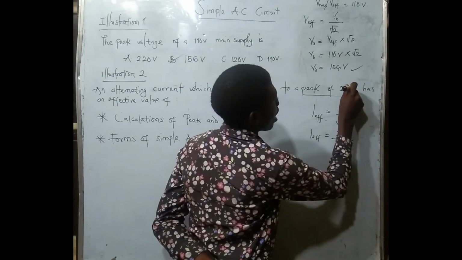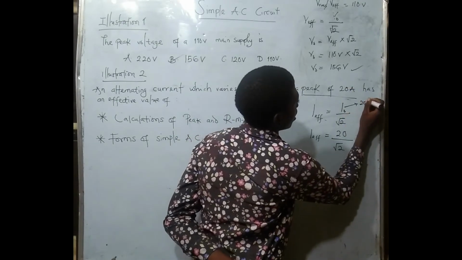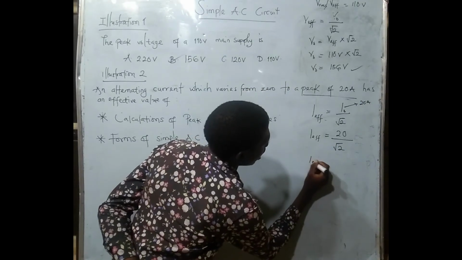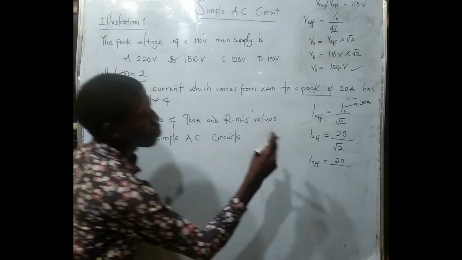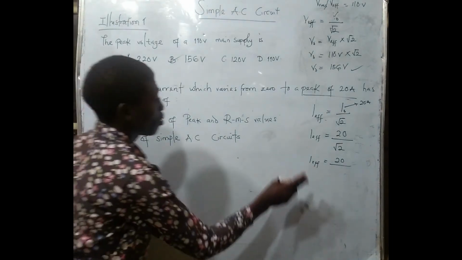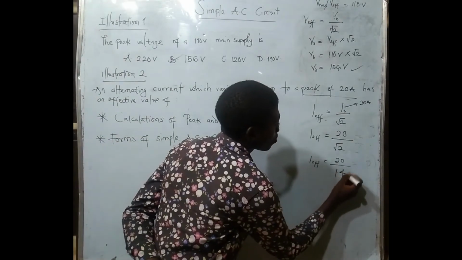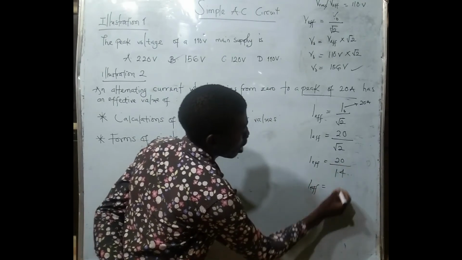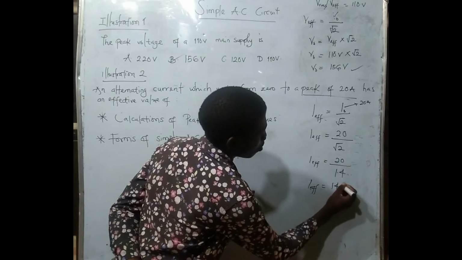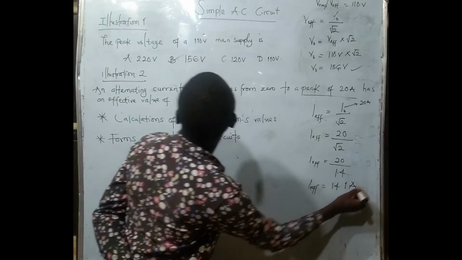Since our peak current is 20 amperes, we have our I effective equal to 20 all over square root of 2, which is 1.4 and so on. Simplifying further, you have your answer to be 14.1 amperes approximately.